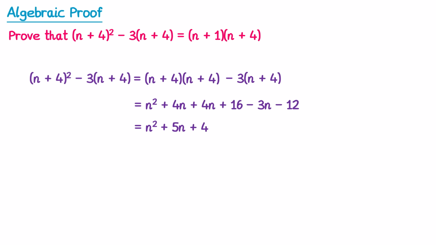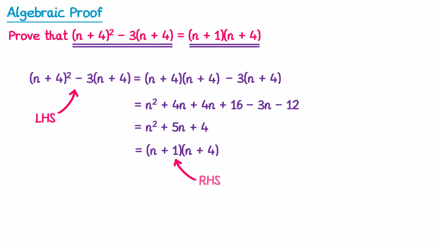We've now ended up with a quadratic expression which we can factorise. We're looking for two numbers that multiply to make 4, but add to make 5, and that's 1 and 4. So we can factorise this as (n+1)(n+4), which is exactly what was on the right-hand side, so we've now finished the proof. So if you look closely here, we started with this, which was exactly what was on the left-hand side, and then we ended up with this, which was exactly what was on the right-hand side.